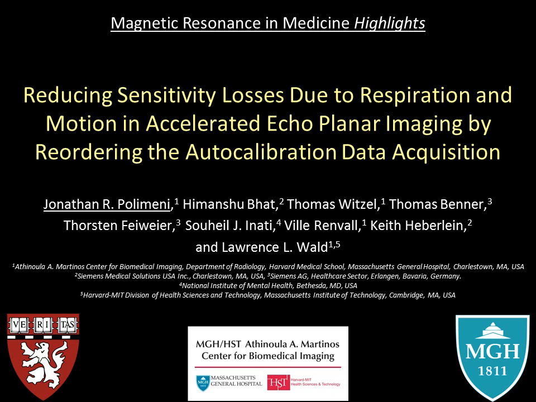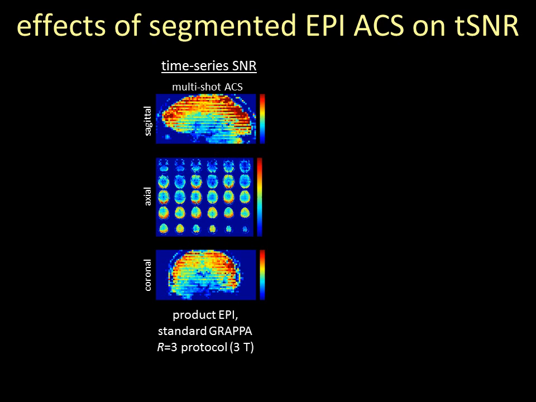My name is John Polimeni, and I'm going to present a quick summary of our recent MRM article published in February 2016 entitled Reducing Sensitivity Losses Due to Respiration and Motion in Accelerated Echoplanar Imaging by Reordering the Autocalibration Data Acquisition. The motivation for this work was our observation of the effects of segmented multishot EPI autocalibration, or ACS data, for accelerated EPI reconstruction on time series SNR.